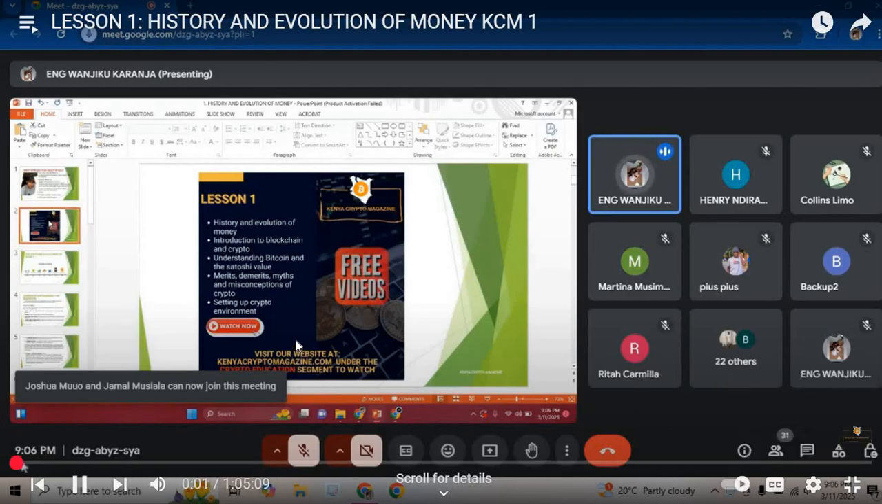We're going to look at the history and the evolution of money. Then we're going to have introduction to blockchain and the crypto.